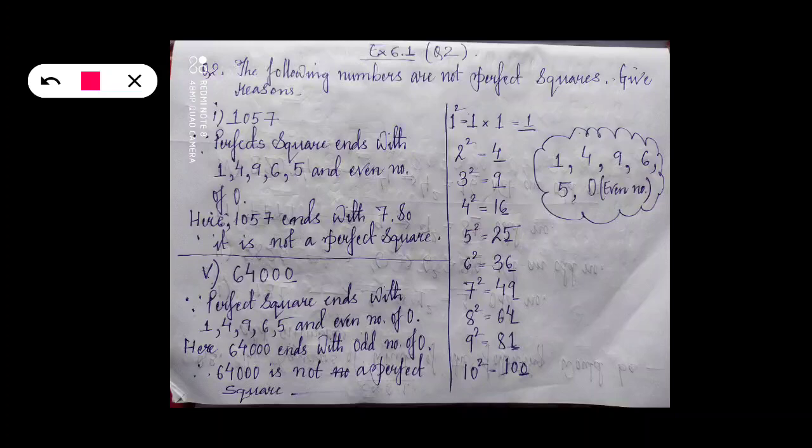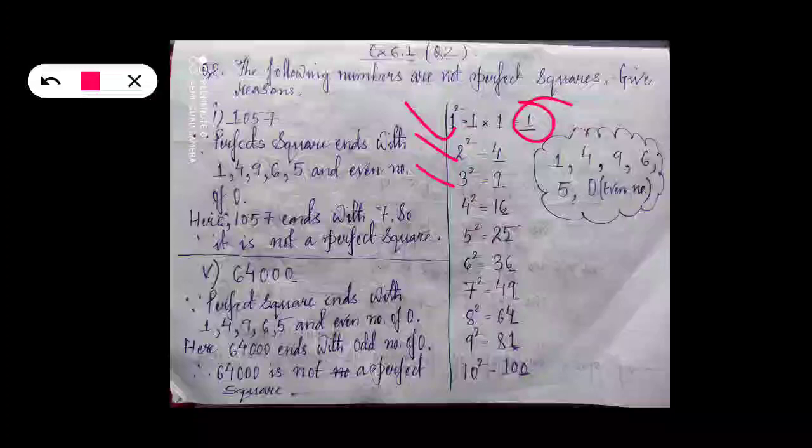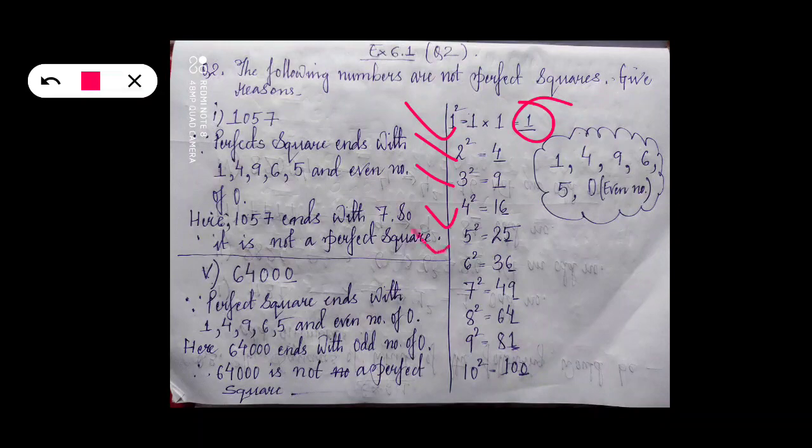I have already told you how to find whether the given number is a perfect square or not. Here in this question it is already said it is not a perfect square, but why it is not, you have to give the reason. First, let me write the square of a few numbers. 1 square will give you 1, 2 square will give you 4, 3 square will give you 9, 4 square will give you 16, 5 square will give you 25, and so on till 10 square will give you 100. Now in these squares, write the unit digits.